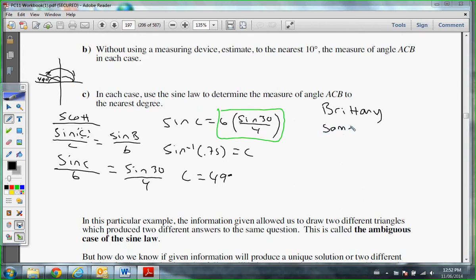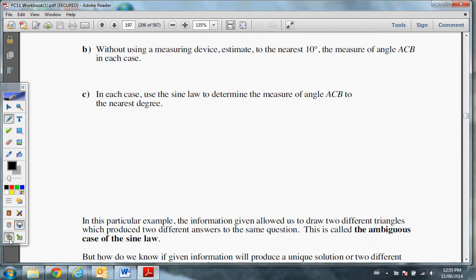Same work; we just know hers is obtuse. So we go 180 minus the 49, and we get 131 for Brittany's. On hers, we guessed 130. So this is the actual ambiguous case: the picture above has two triangles that have the same measurements but create a different angle. We'll talk about how that's created now. Any questions? Okay, all right.